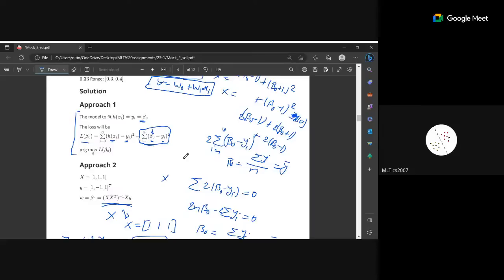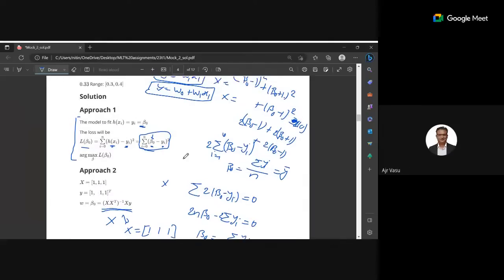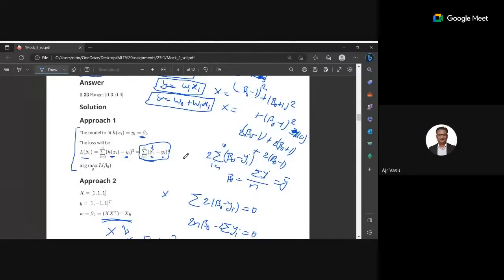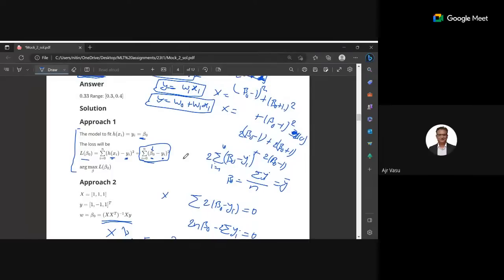For W0 plus W1 X1, no, not that one. That one I know the method, it was taught in MLF also. Just here, beta 0 minus Y1, just this method, is there an algebraic way of solving it? What do you mean by algebraic way? This is what we have done: we take the derivative and set it to zero. Yeah, okay, that's the only way. Okay, got it.